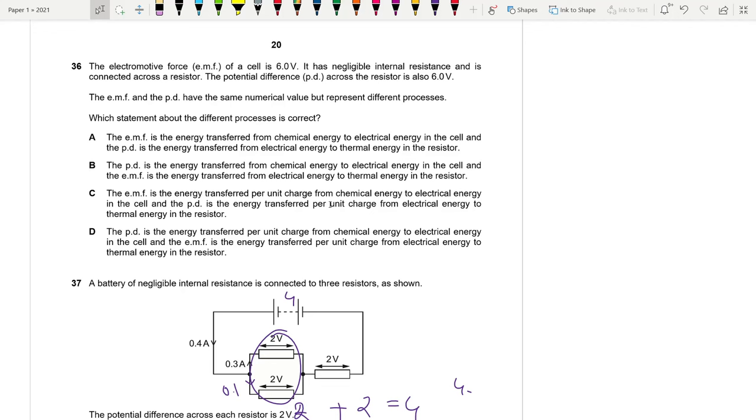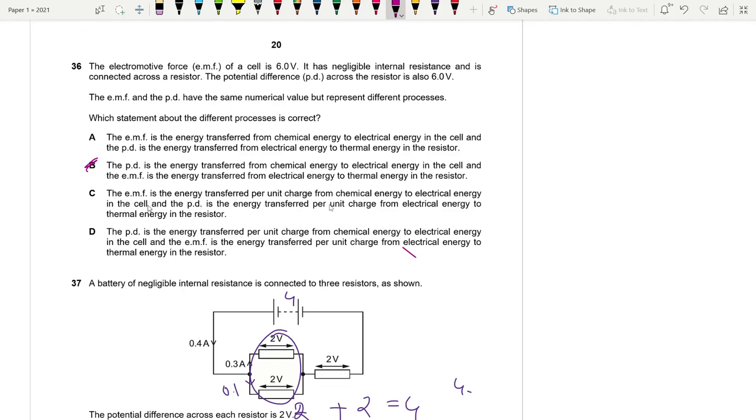Which statement is correct? EMF represents chemical energy being converted to electrical, and PD is electrical to other forms. So EMF is energy transfer from chemical to electrical in the cell, and PD is energy transfer from electrical to thermal energy in the resistor. Okay, let's go to the next one. The PD is energy transfer from chemical energy to electric energy. This is completely wrong.